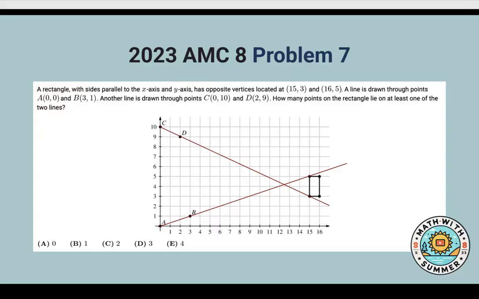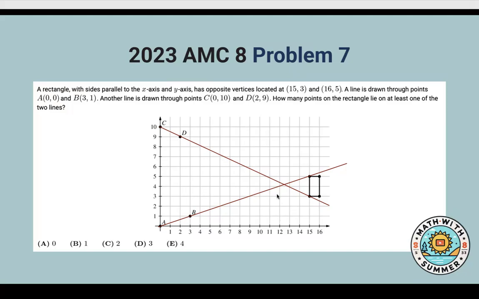Hi guys, this is 2023 AMC problem 7, and we're looking at this coordinate algebra problem here. It says a rectangle with sides parallel to the x-axis and y-axis has opposite vertices located at (15, 3) and (16, 5). A line is drawn through the points (0, 0) and (3, 1), and another line is drawn through the points (0, 10) and (2, 9). How many points on the rectangle lie on at least one of the two lines?